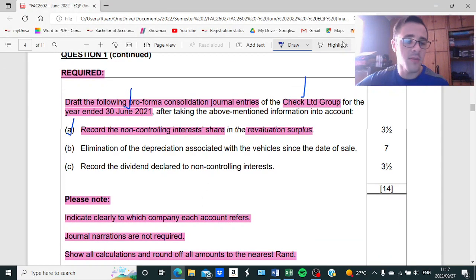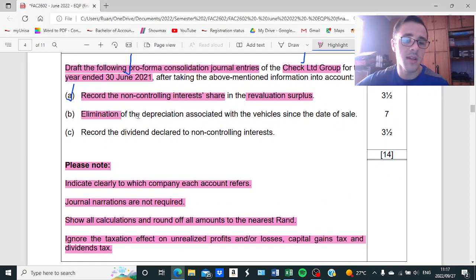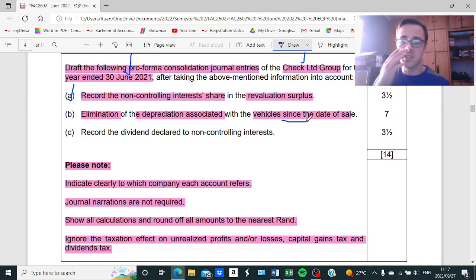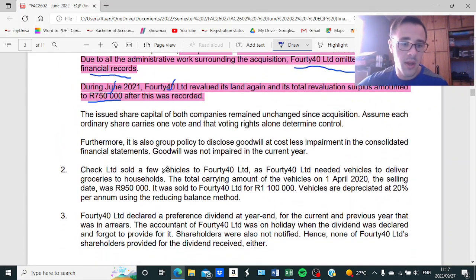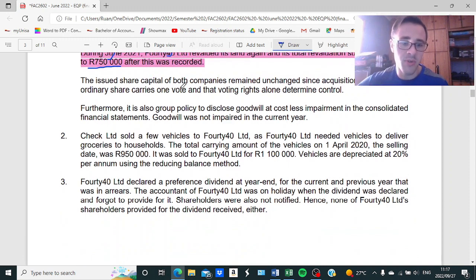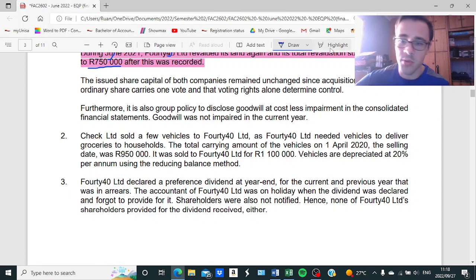Then we have number B, where we are required to eliminate the depreciation associated with the vehicles since the date of sale, in other words, since the date of sale up until the end of the current year, and this one counts a beautiful 7 marks. So let's get to adjustment number 2. This information is irrelevant because we are not required to draft any group statements, so we will not make use of that.